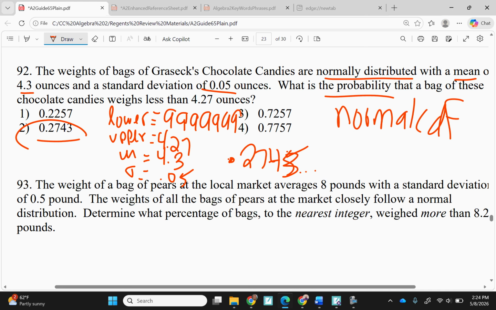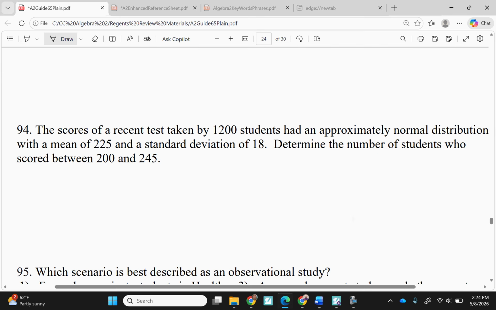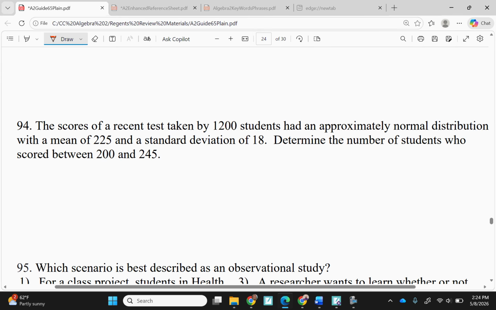In number 93, it said percentage. So once I got my decimal, I would do times 100. And in number 94, it's asking for a quantity, the how many. So I would take my decimal and multiply it by 1200. Those are the 3 different ways that it could end.